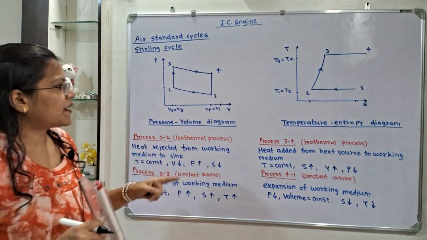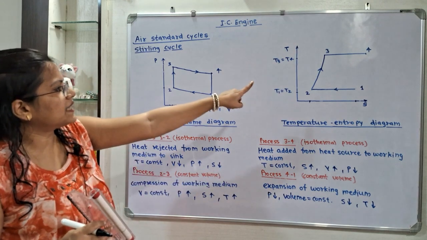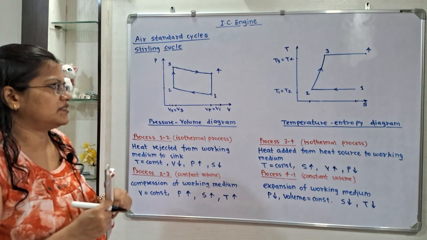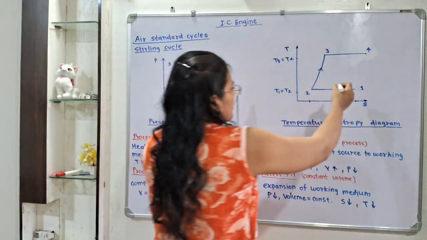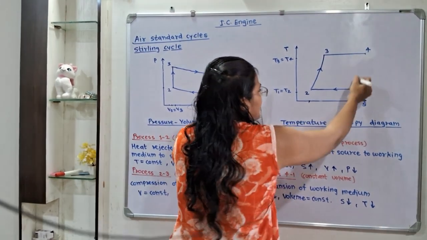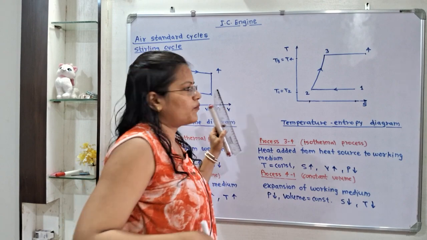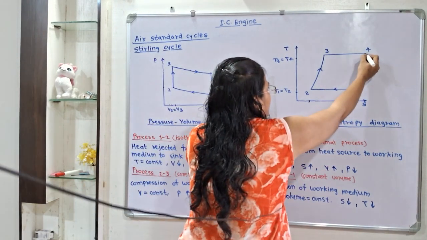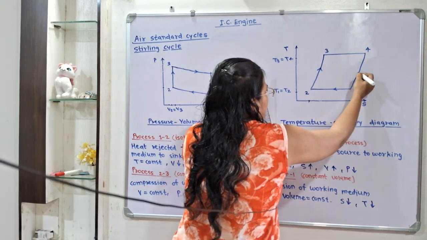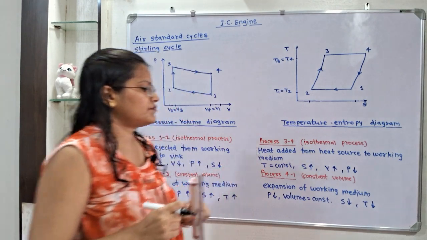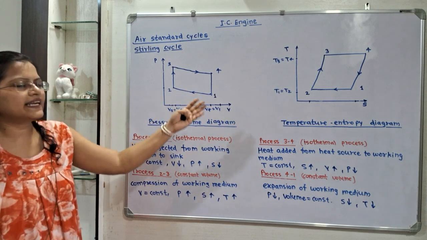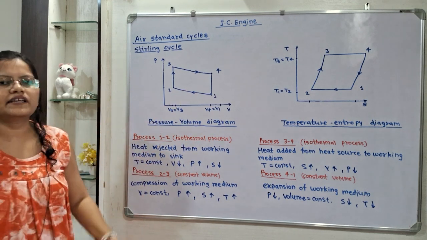Then the expansion of the working medium, that means the temperature decreases, entropy also decreases. So here point 1 we have to show with lower temperature and lower entropy than the point 4. So I will show here with a curve and this is the arrow. So this is the PV and TS diagram for the Stirling cycle.